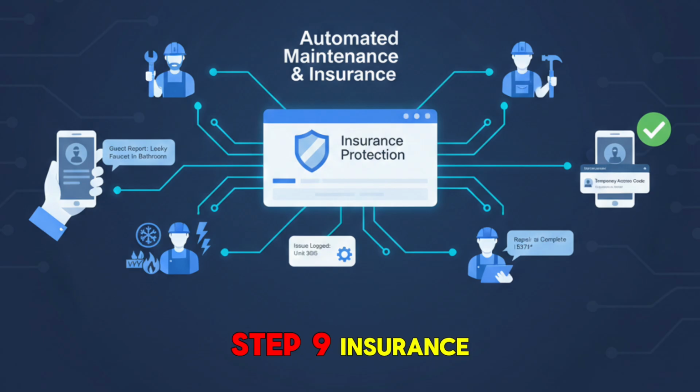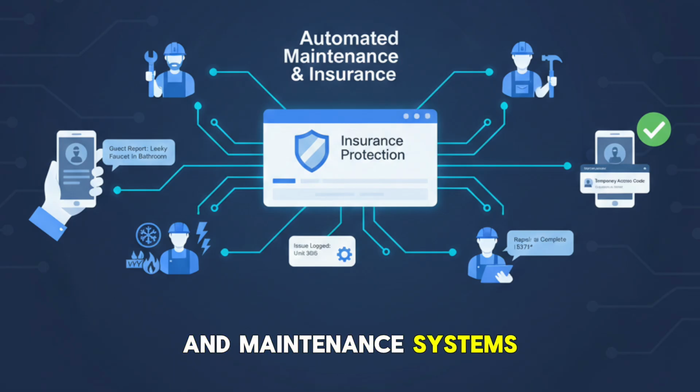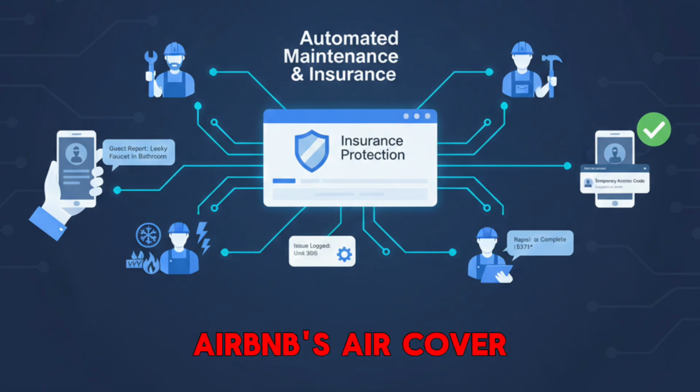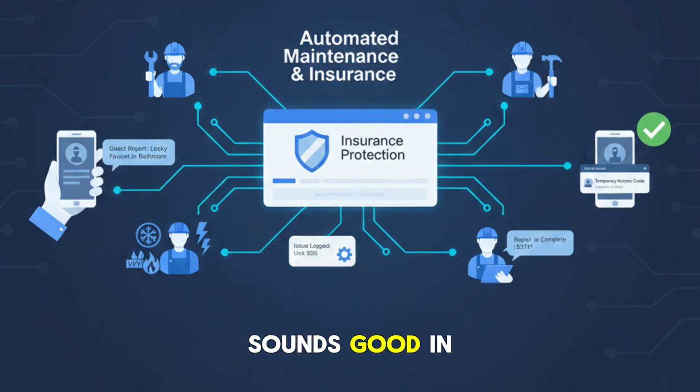Step 9. Insurance and maintenance systems. Insurance. Quick but critical. Airbnb's air cover sounds good in marketing, but it is not a replacement for proper insurance. You need dedicated short-term rental property insurance. This covers you during vacancy periods. It covers damage that goes beyond guest negligence. It gives you year-round protection, regardless of the booking platform.